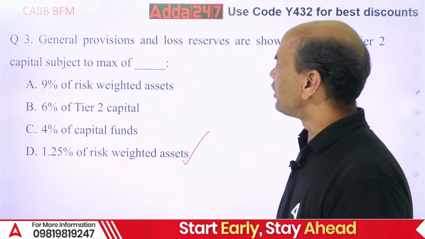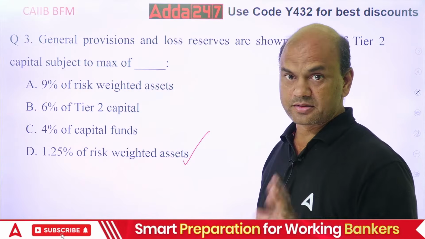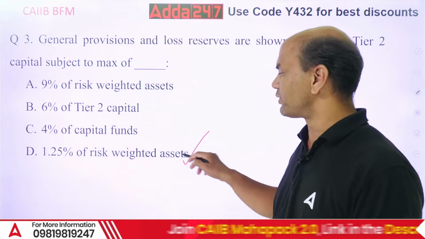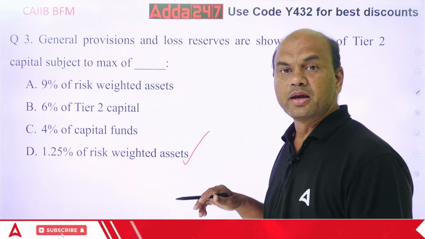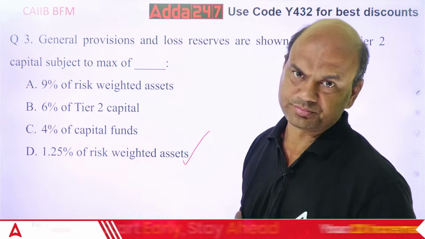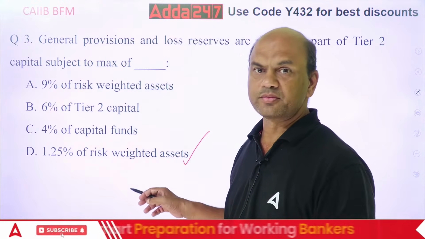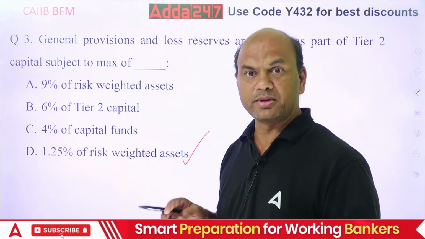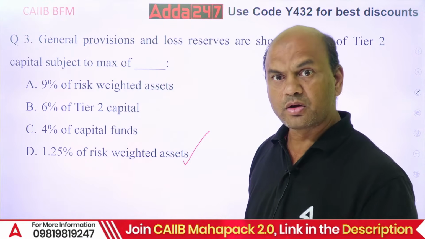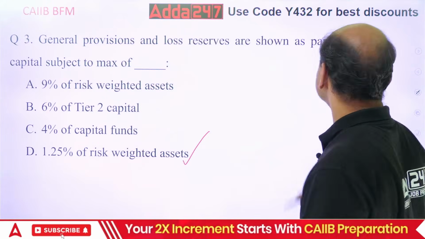Always remember this. See, pay attention. The general provisions are always taken at 1.25% of the RWA, and in a numerical, whatever figure they give. Suppose they give some figure and you have your own answer, whichever of them is higher, you will be taking that. Given figure or this, whichever is higher, you will take it.